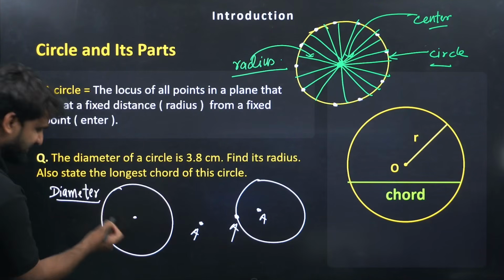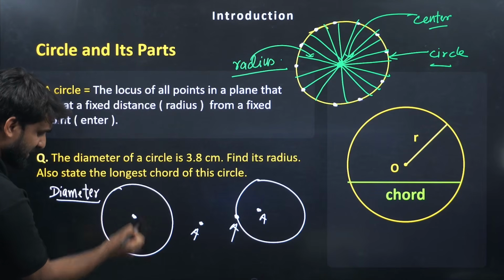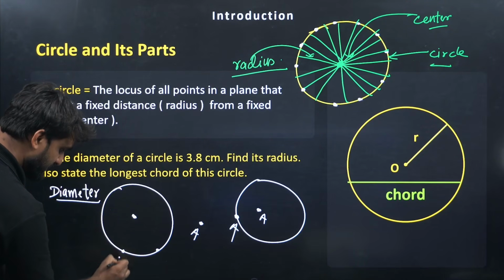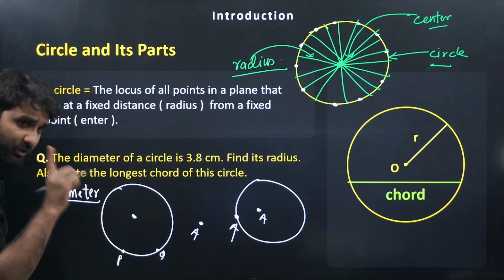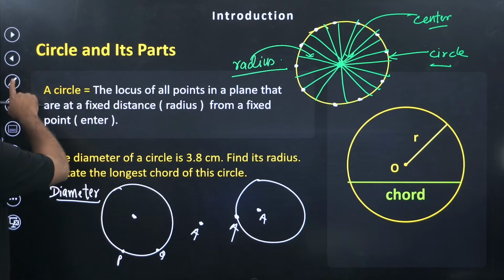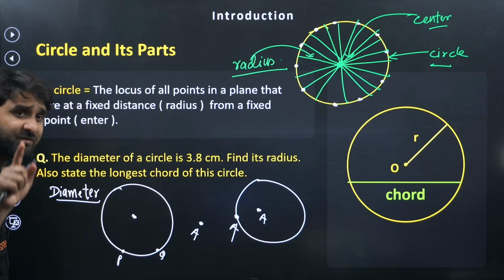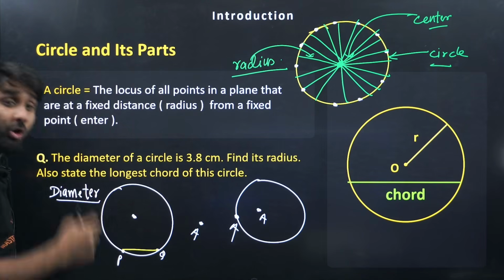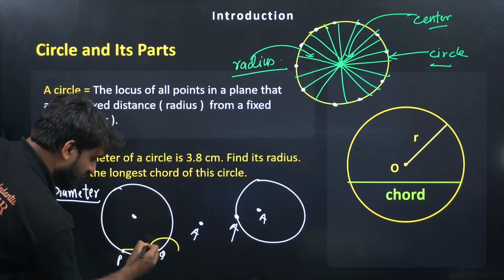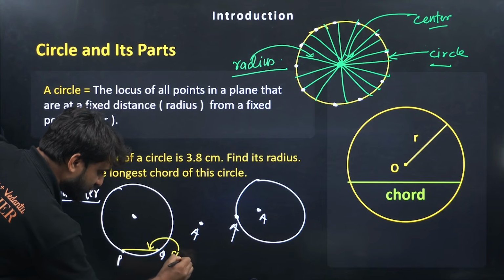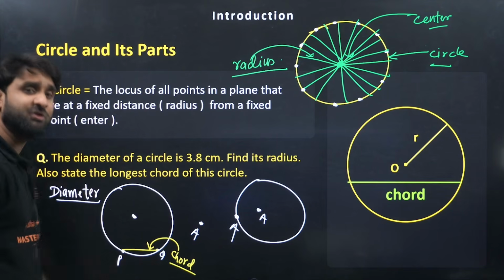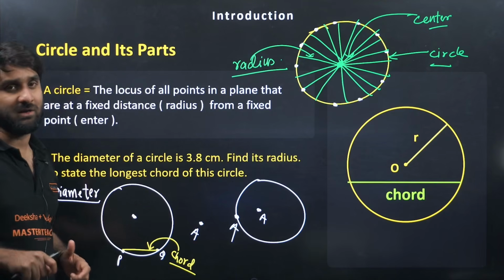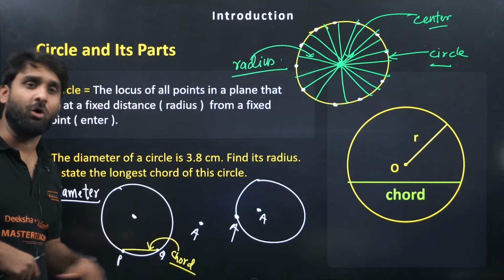Basically this is the center, and there are 2 points here, P and Q, and both points are on the circle. When you join P and Q, this line is called a chord, C-H-O-R-D. So what is the definition of a chord? The line joining 2 points on the boundary of the circle is called a chord.